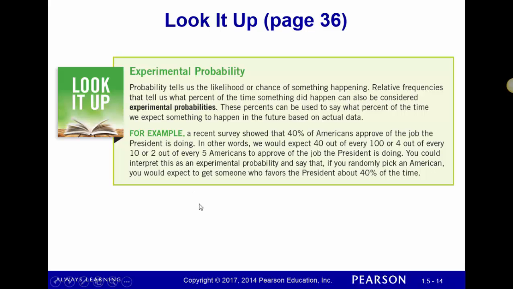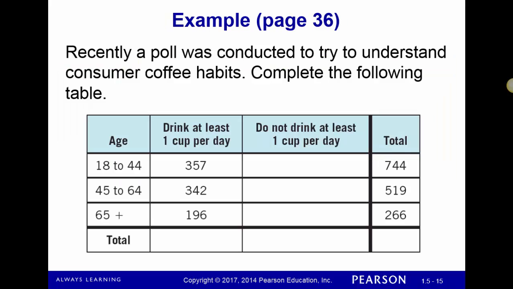So for instance, a recent survey showed 40% of Americans approve of the job the president is doing. In other words, we expect 40 out of every 100, or 4 out of 10, or 2 out of 5 Americans to approve of the job the president is doing. You can interpret this as an experimental probability and say that if you randomly pick an American, you would expect to get someone who favors the president about 40% of the time.